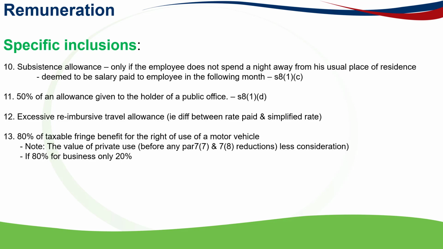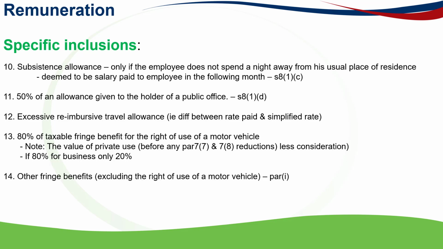And then, similar to your travel allowance, if 80% of the kilometers or more were traveled for business purposes, then you will only include 20% of the taxable fringe benefit and not 80%. If less than 80% of the kilometers traveled were for business purposes, then 80% of the taxable fringe benefit will be included in remuneration.